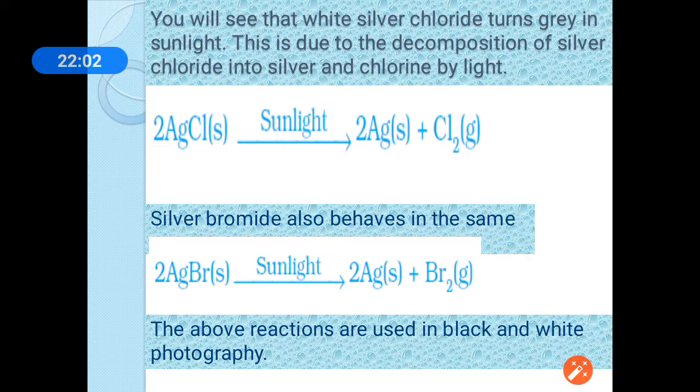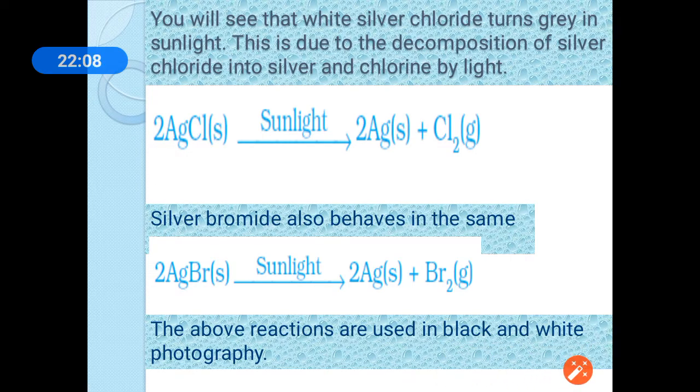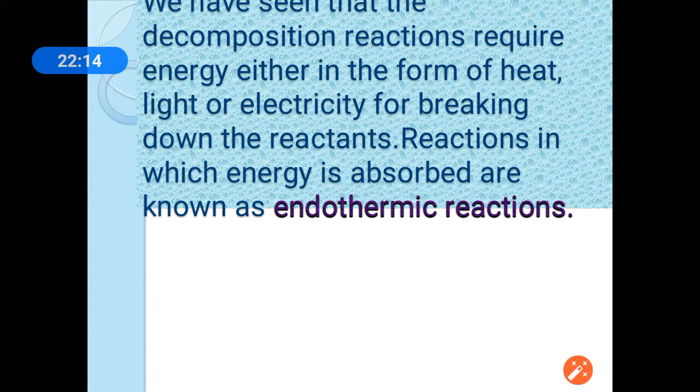So these above reactions are also used in black and white photography. Initially, when we had black and white photography, these reactions were used for that. So we have seen the decomposition reactions. Now, decomposition reactions are mainly carried out in three ways.